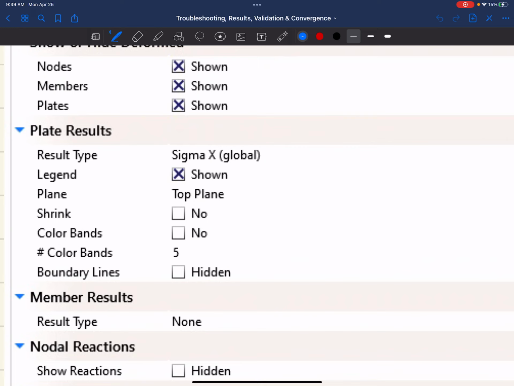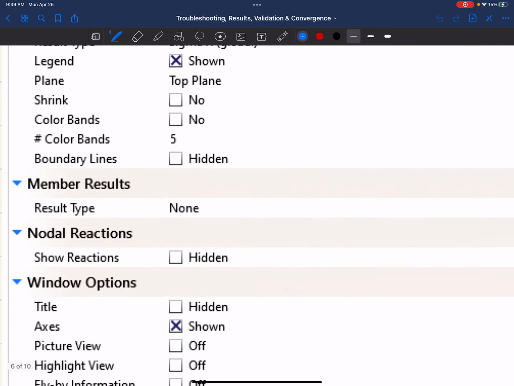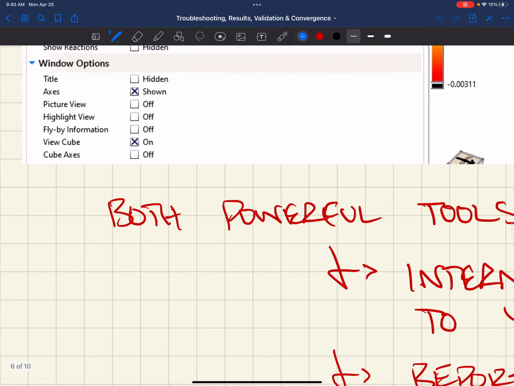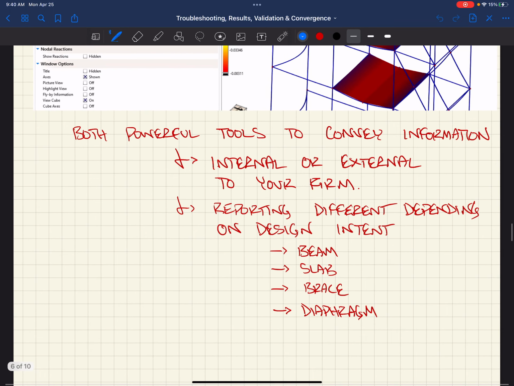And you can do all sorts of stuff: stresses, displacements, plate results, obviously. Member results, same thing. You can show the shear diagram. You can show the shear stresses. Incredibly powerful. It can also be a very powerful tool for troubleshooting as well. It helps us convey information internally and externally to your firm.